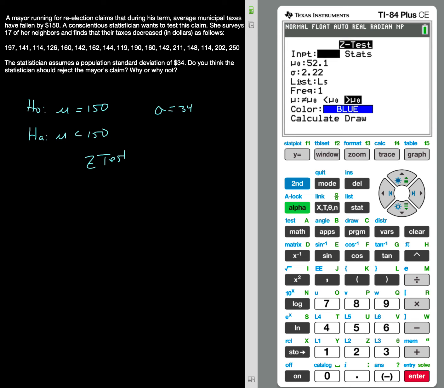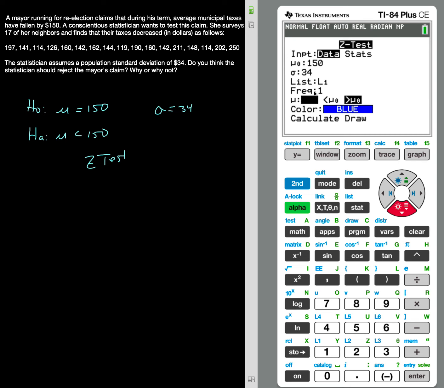So when I go to data, you'll see it asks me for a list. But again, it asks me for this value that's basically dealing with whatever we're claiming, our claim. So 150 is the value that we're dealing with, mu naught. And then sigma was 34, that was given to me. I put my list in L1, so that means that I need to pull up L1, second and the number 1 to pull up L1. My frequency is 1 because I don't have a second column or anything. Just leave frequency as 1.